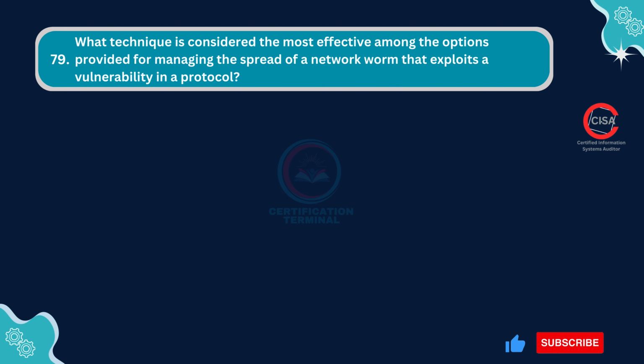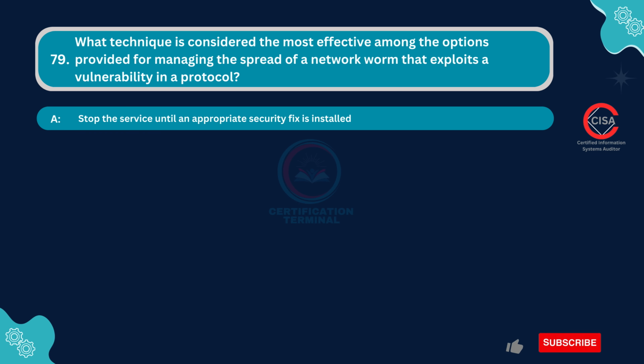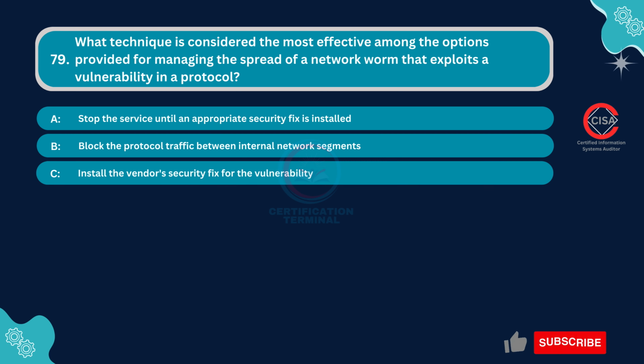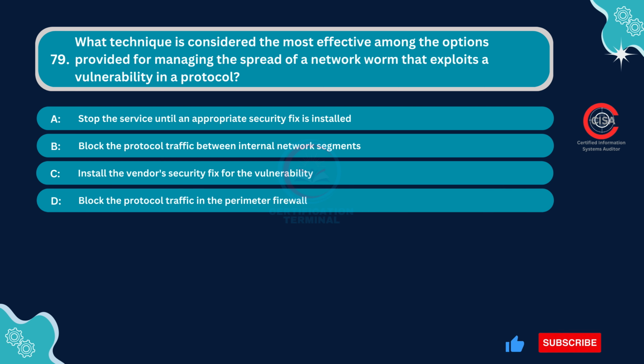Question number 79. What technique is considered the most effective among the options provided for managing the spread of a network worm that exploits a vulnerability in a protocol? Option A, stop the service until an appropriate security fix is installed. Option B, block the protocol traffic between internal network segments. Option C, install the vendor's security fix for the vulnerability. Option D, block the protocol traffic in the perimeter firewall.